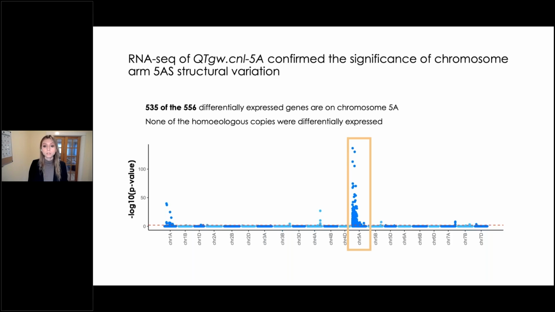And across all HIF recombination comparisons, we identified a total of 556 differentially expressed genes, and nearly all of them are on chromosome 5A. None of the differentially expressed genes' homoeologous copies were differentially expressed. And this zoomed out view of the genome validates for us that the fine mapping population had an otherwise isogenic background and gave us more confidence to associate the phenotypic variation with chromosome 5A.